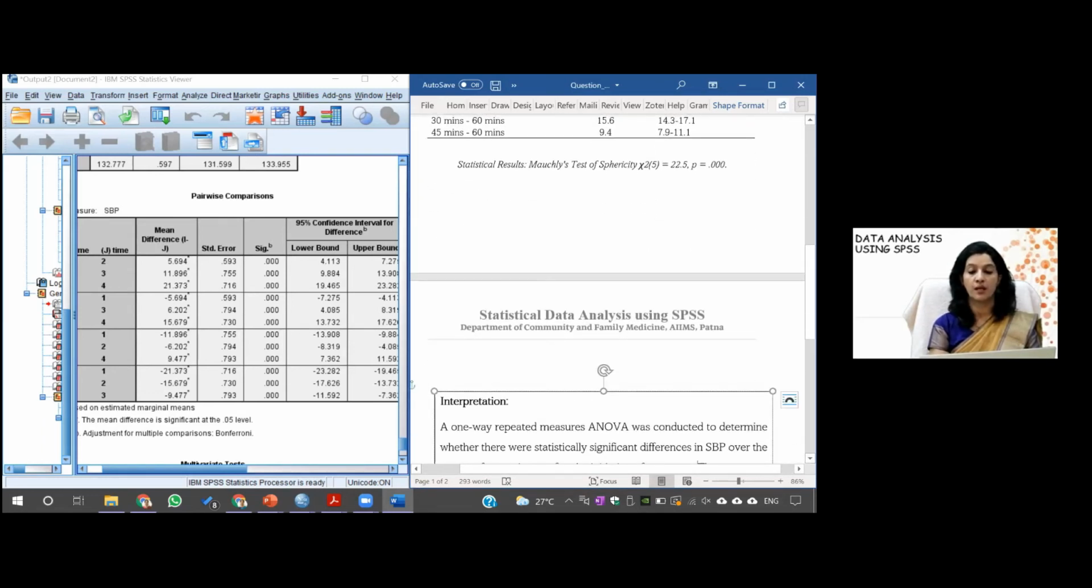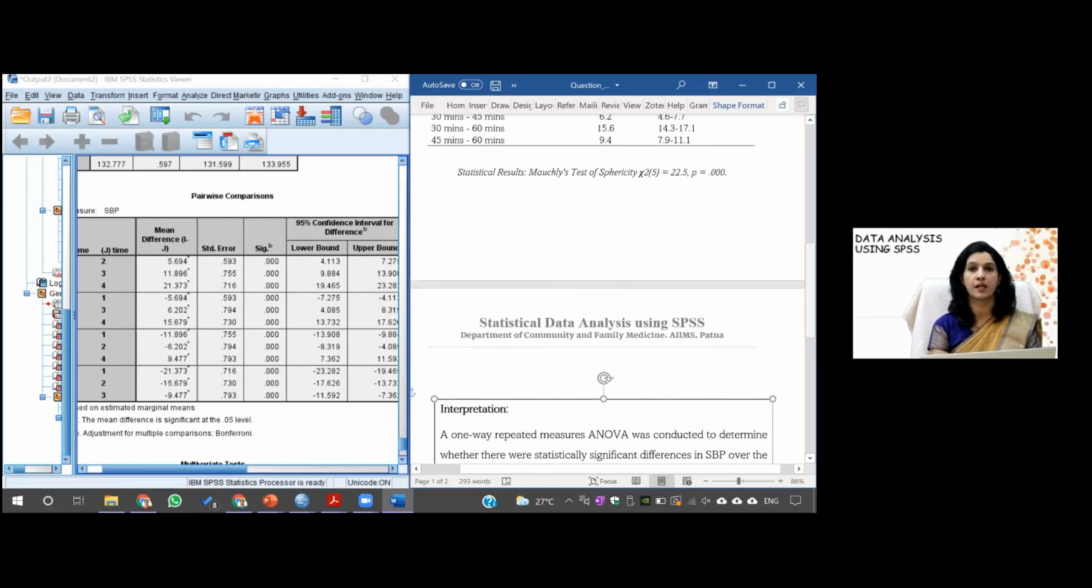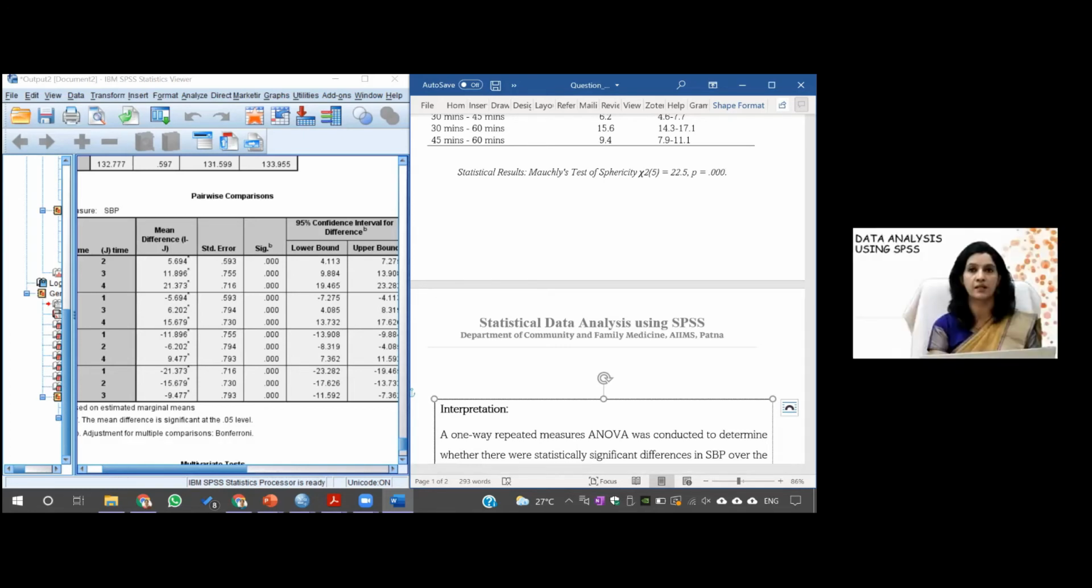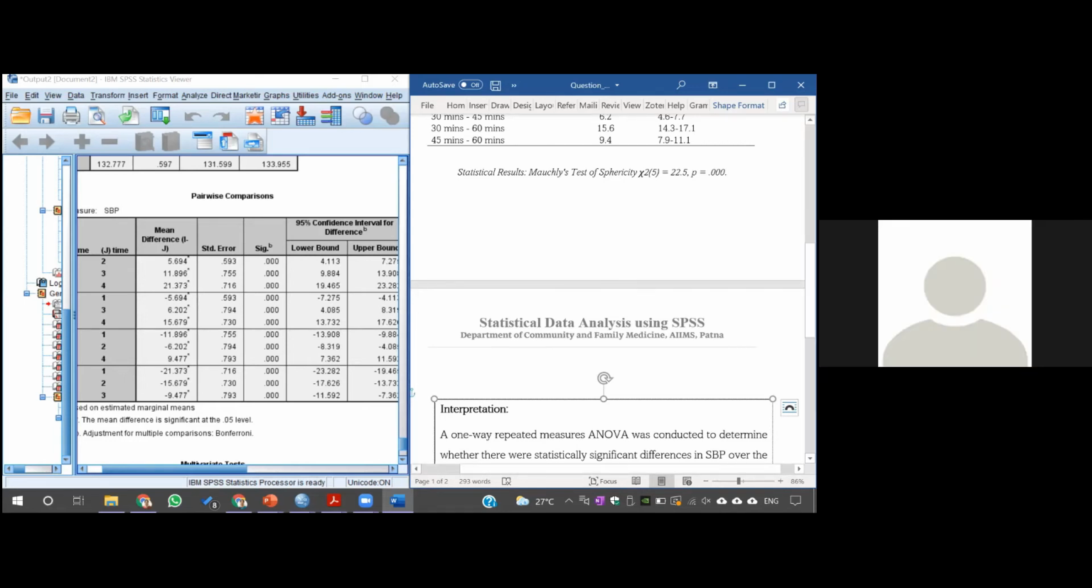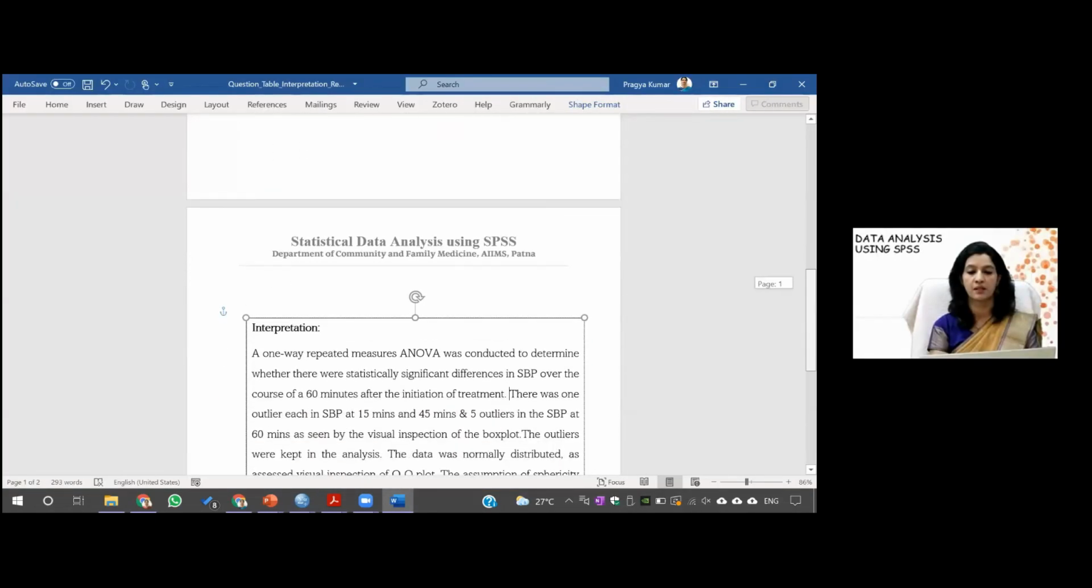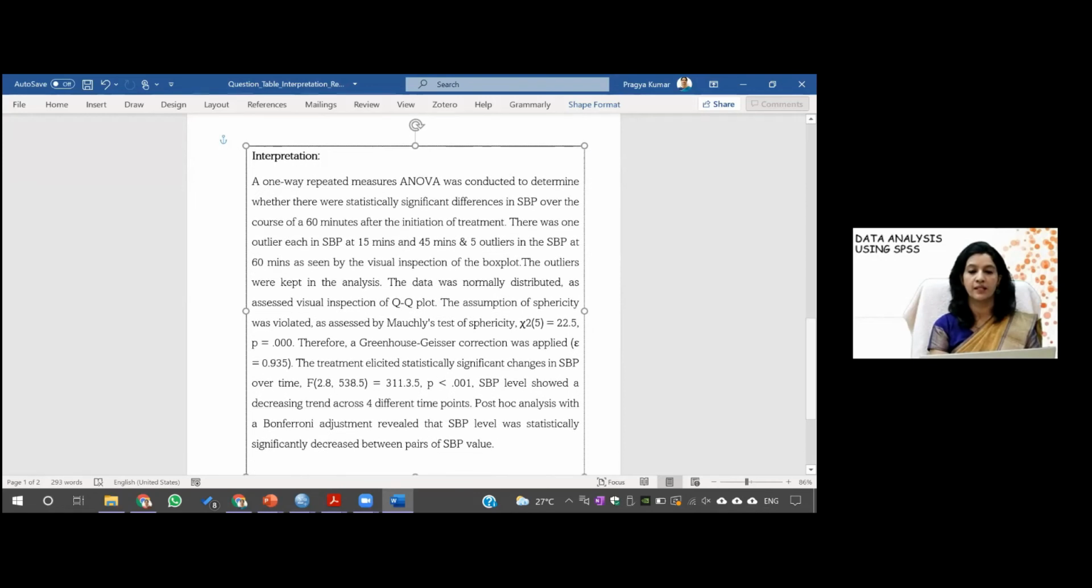Did you understand up to this point regarding how we enter the result? If yes, or do you want me to repeat something before we go for the interpretation? Pawan is writing yes, Aliza is writing yes. So I'll take this as yes for all of you. Okay, then we'll go to this interpretation. One of you kindly read this for us.